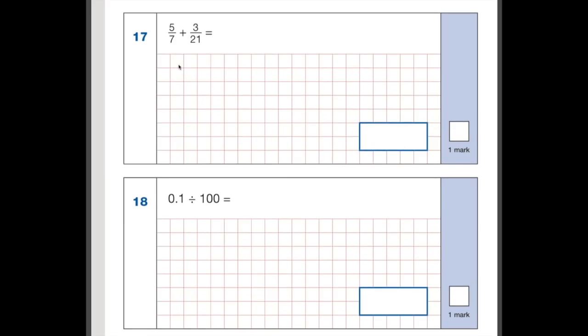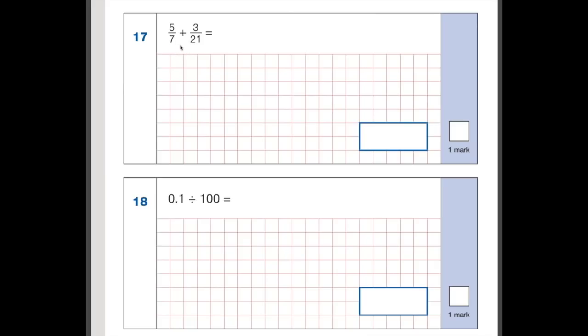Number 17, we're adding fractions. Now in this case we have a different denominator. So what we need to do is ensure that the denominator, our bottom number, is the same so that we can solve it. Now in order to do that, ideally we want to turn one of them into the other so that they're both the same. And in this case we can do that because this number, 5/7, has a 7 at the bottom, and this one has 21 at the bottom.